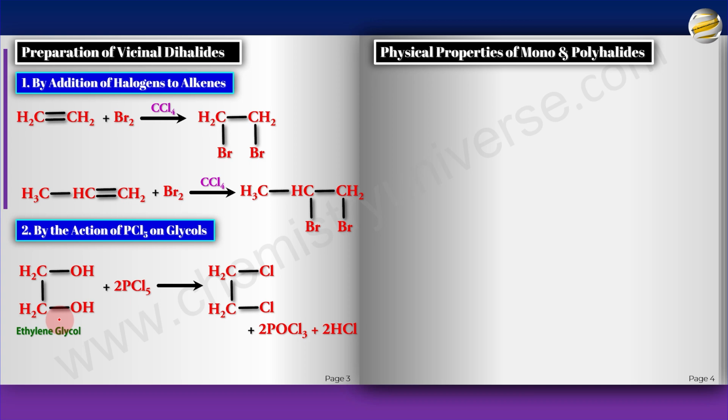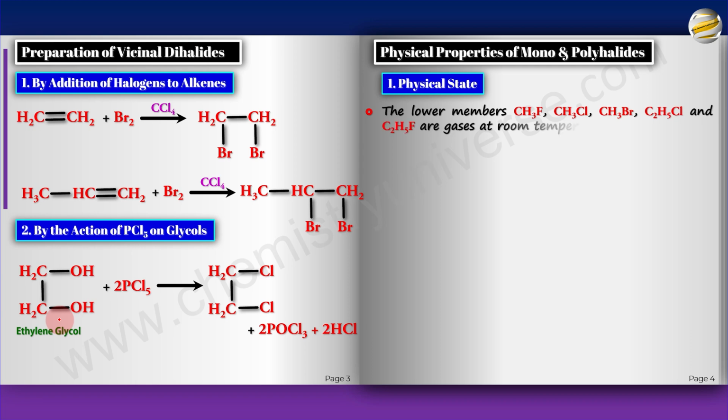All right. So here we go, physical state. Now the lower members, especially fluorine, chlorine, bromine, and even the two carbon ones of chlorine and fluorine are gases at room temperature. Rest all of them, including monoiodide and up to C18, are liquids, after which they are solids.